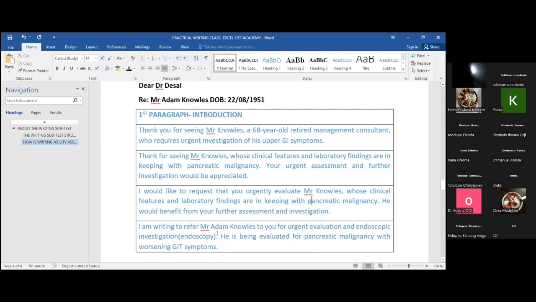Now, let me go through all of them and show you how they are very similar. Remember I said in the introductory class that certain things must be in your introduction. One, what kind of letter is it? All right, so this one, thank you for seeing. When you say thank you for seeing, most times it's a referral letter. So we already know this is a referral letter.